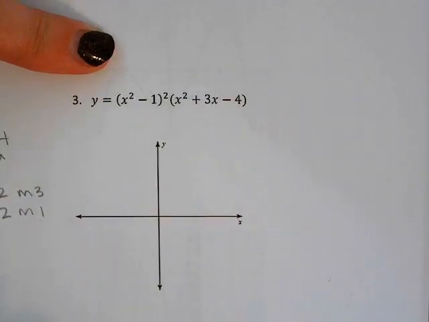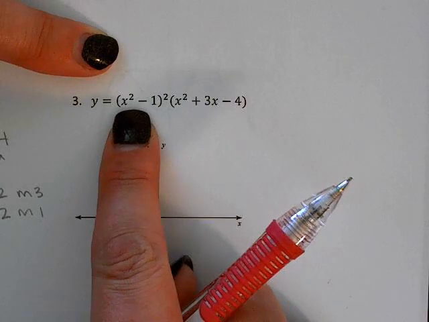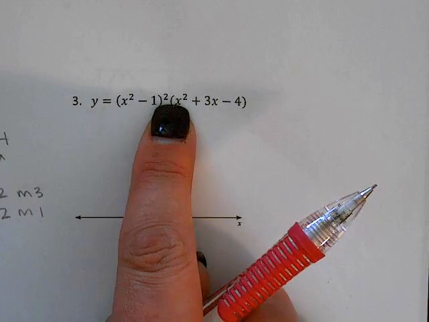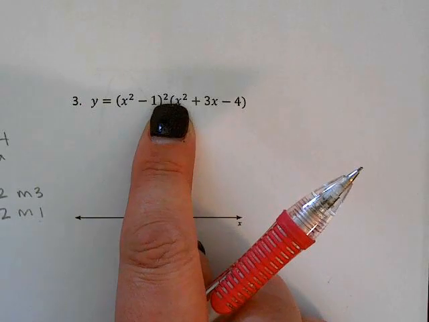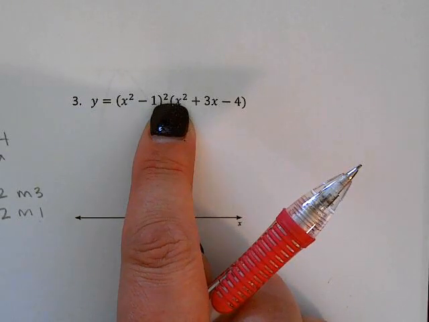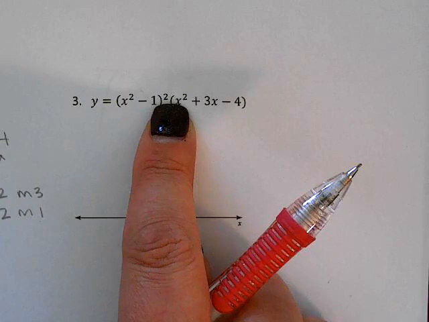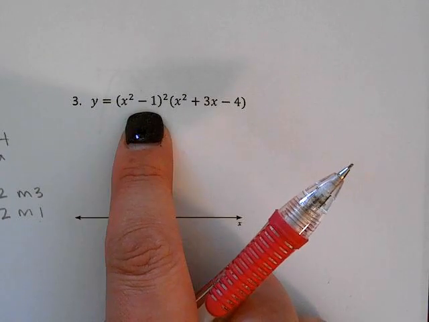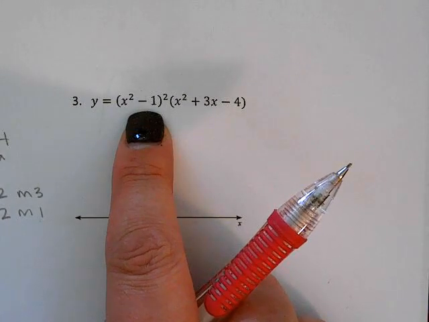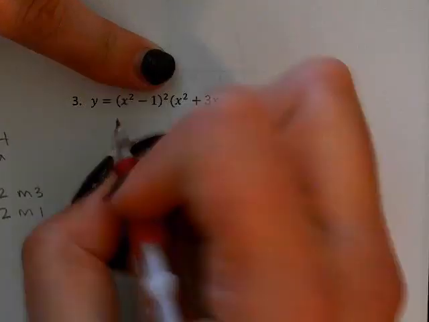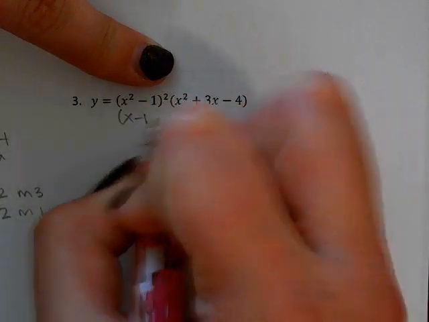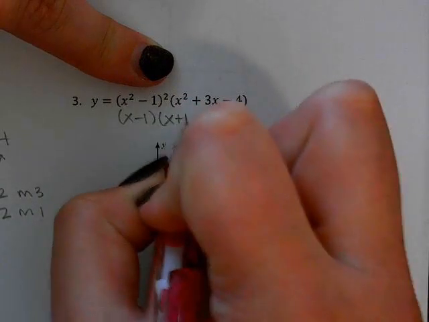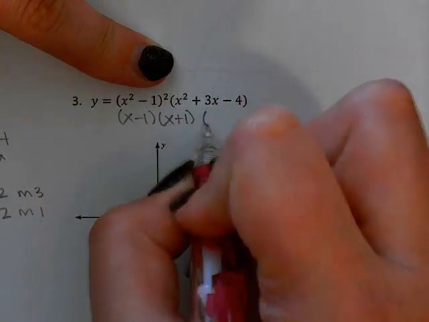Same thing with the next one. So we have difference of squares right here, but that thing is squared. So if you factor x squared minus 1, what are those factors? What's x squared minus 1? X minus 1, x plus 1, but it's that squared, so that means you have 2 of those. So you have x minus 1, x plus 1, but then because it was squared, you have another one.